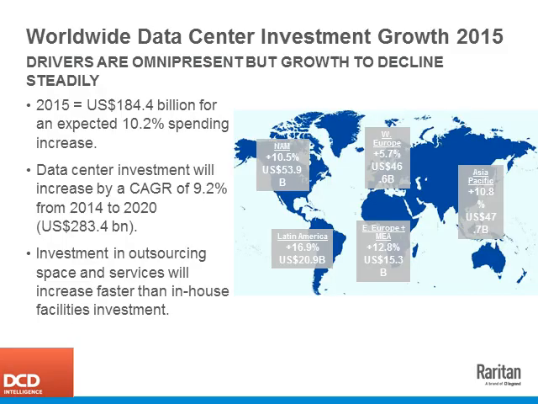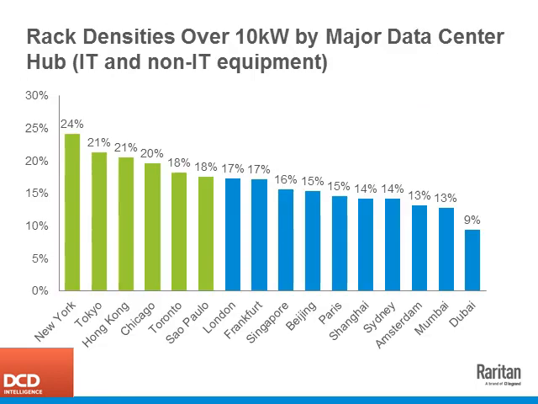First, a little bit of a reminder. Okay, we know worldwide data center investment growth is increasing. We know that the drivers are omnipresent. We know that investment in outsourcing space and services is continuing. And also at the same time, we know that rack densities over 10 kilowatts by the major data center hubs is increasing. But at the same time, how do we future-proof our racks with enough capacity and headroom to support server, compute changes and growth, and future technological advances?